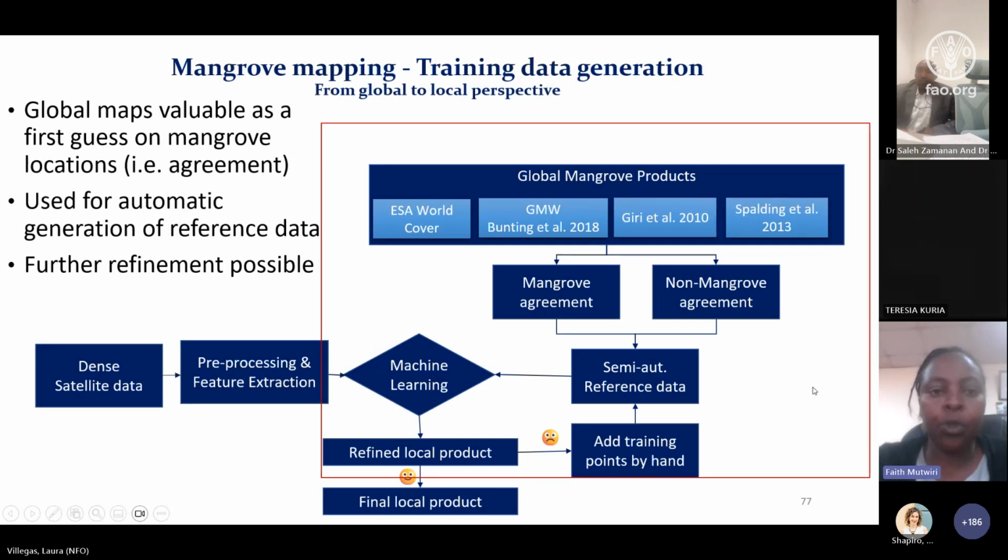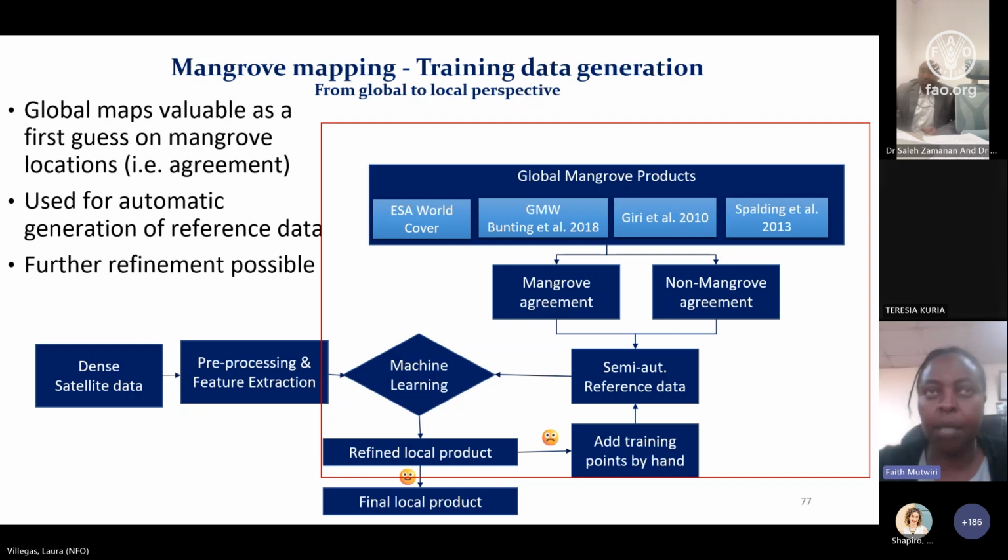Now, what we have been trying to do with FAO, as the earlier presenters talked about, is a comparison of what the global maps do, as well as combining them with the country data to improve the mapping of the mangroves. Focusing on the area highlighted in red, we have looked at the 4 global mangrove products: the European Space Agency World Cover, the Global Mangrove Watch, as earlier presented, the Giri et al. 2010 and the Spalding et al. 2013.